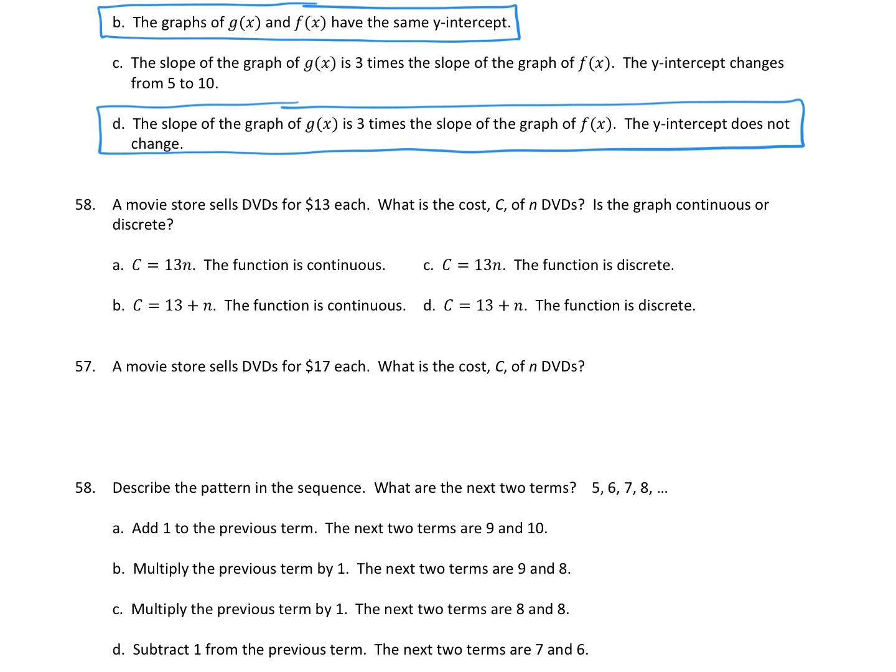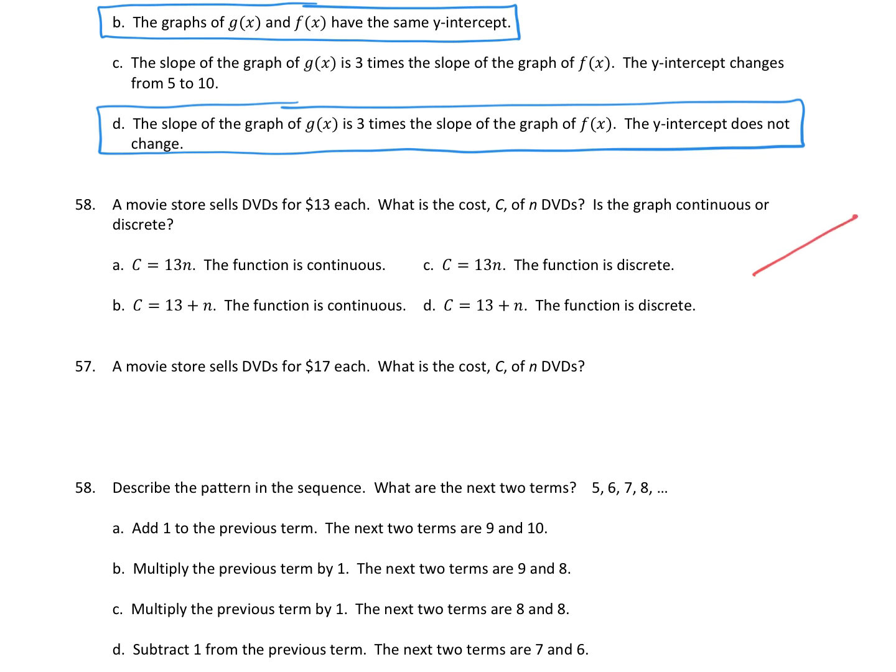So if we look at our functions, cost equals 13 times N, that one's good. C equals 13 times N, we like that. C equals 13 plus N, nope. And here's a 13 plus N. So we're not going to choose B or D. So what's the difference between choice A and choice C? The difference here is if the function is continuous or if the function is discrete. So visually, let me just show you what a continuous function looks like.